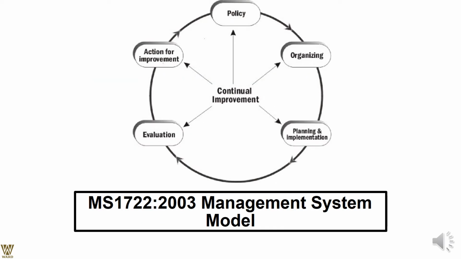Now, let us understand what was enacted in the year 2003. The management system model here is all about incremental and continual improvement in terms of policy, organizing, planning, acting or action taken, and evaluation. We are all striving for incremental improvement every now and then. This is what we are striving for.